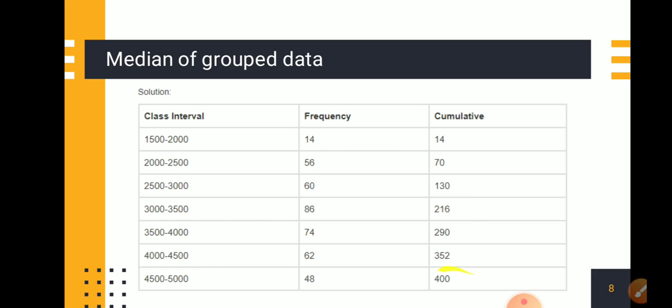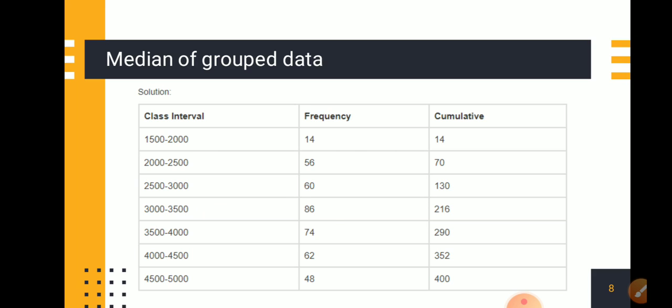Now 400 is n. It is an even number. So 400, when we divide by 2, we get 200. So 200 will lie in the row 216. So 216 will lead to the class interval column, which is 3000 to 3500. So we call 3000 to 3500 the median class, where 3000 is the lower limit and 3500 is the upper limit.